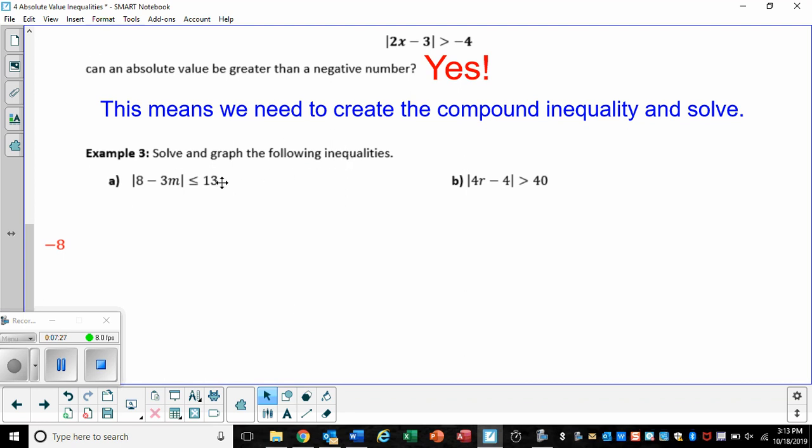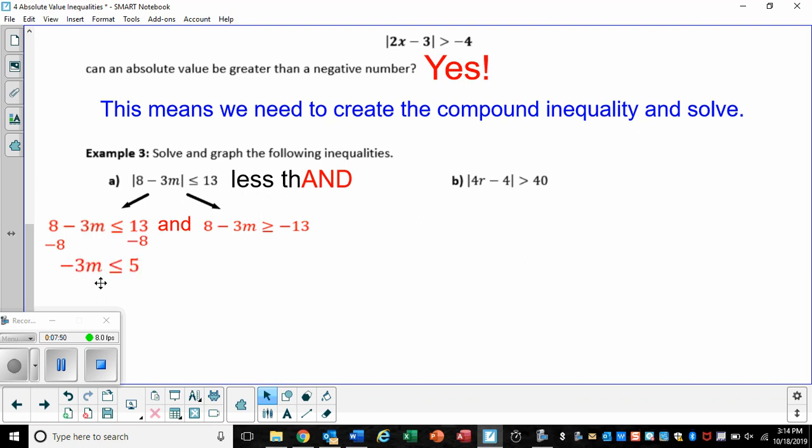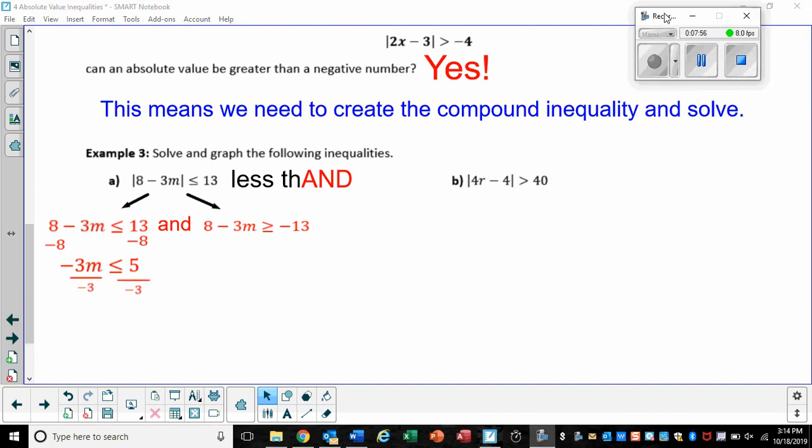Okay? So here, the absolute value is by itself. It's a less than symbol. So I can go ahead and split it and just use the word and. The first one, we just go ahead and keep it all the same, just lose the absolute values. The second one, we have to flip the sign and change it to be a -13. So now I go ahead and solve. So I'm going to subtract 8 from both sides. I get -3m is less than or equal to 5. Divide it by -3 on both sides.